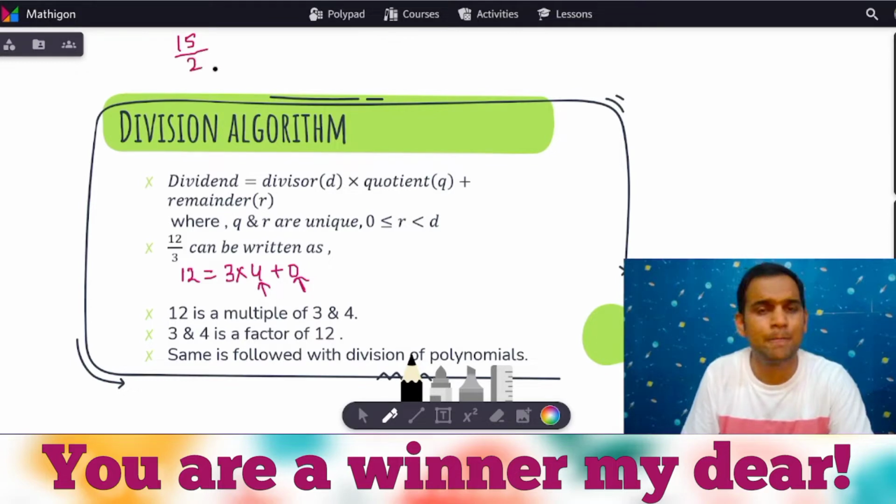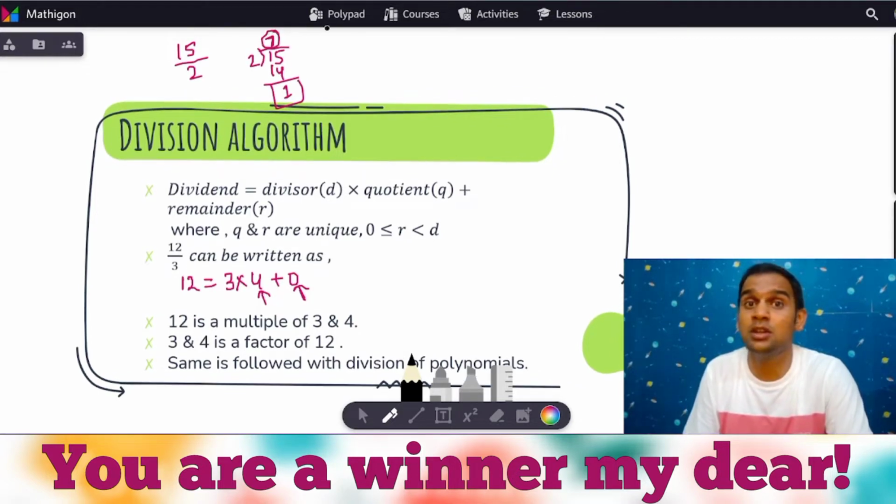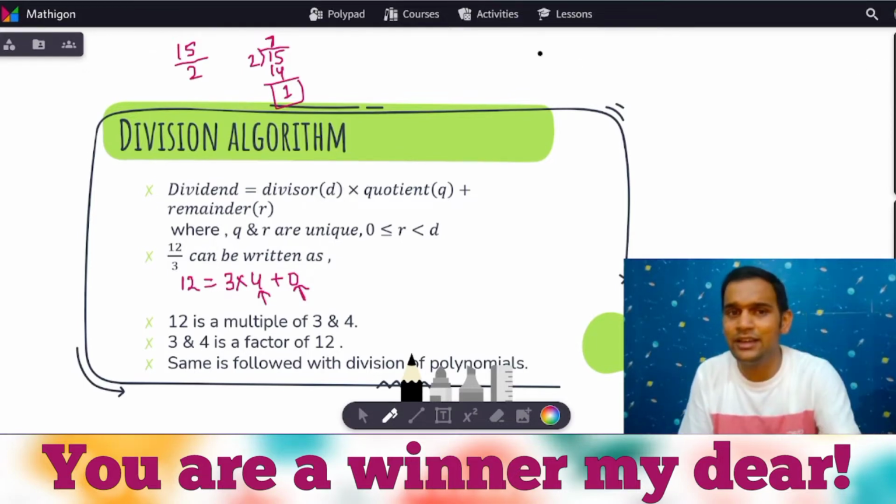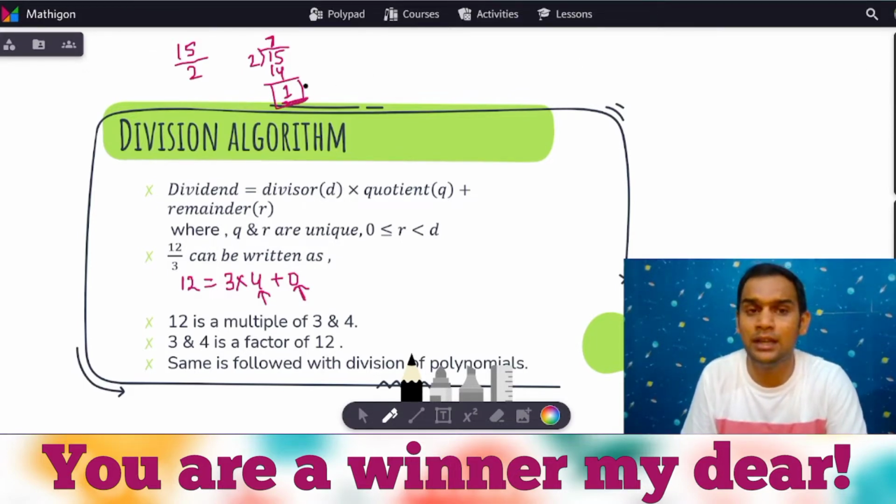15 by 2. If you divide 15 by 2, you get 7 as the quotient, 14, and then 1 as the remainder. Is there any other possibility that instead of 7 as quotient, you get another number, 5 or 10? No, right? That's not possible at all. So it's 7, and obviously the remainder will be 1 in this division. How can we write it in terms of the division algorithm? 15 is equal to 2, the divisor, times 7, the quotient, plus 1, the remainder.